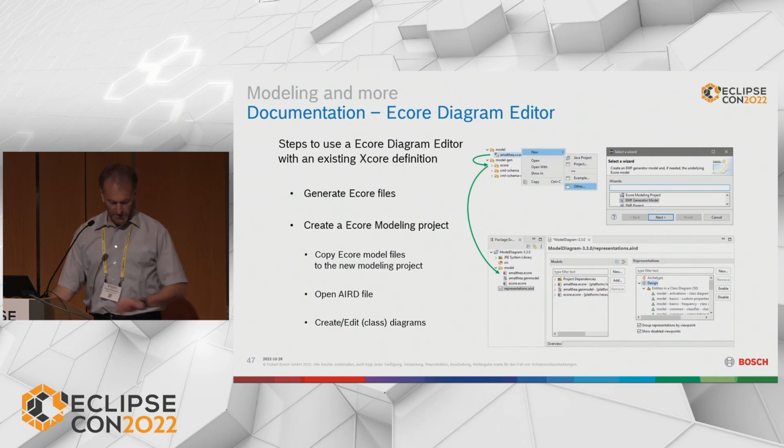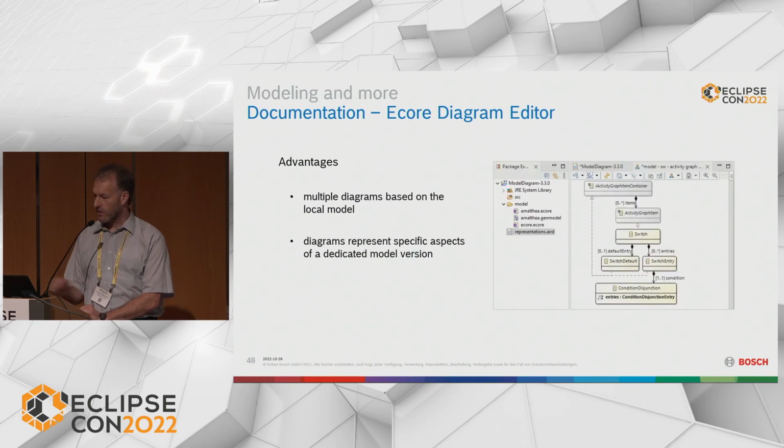What we also used for documentation purposes was the diagram editor. That is always a good possibility. We had Xcore, so we transformed it to an Ecore and Gen model and started a modeling project, copied in these model files, and then you can work on that and create specific views of what you are interested in for your documentation. We did not model on that level. We used it read-only and only showed elements here.